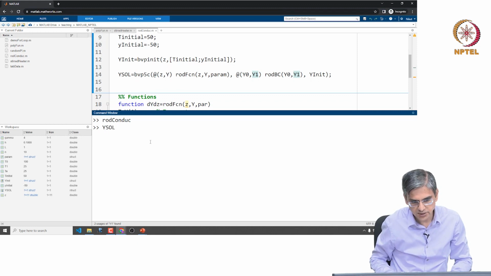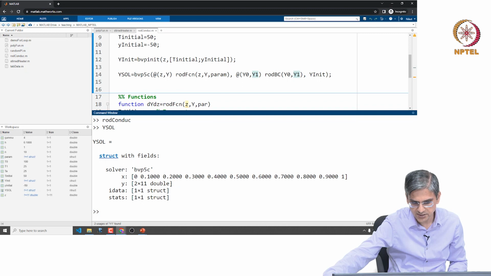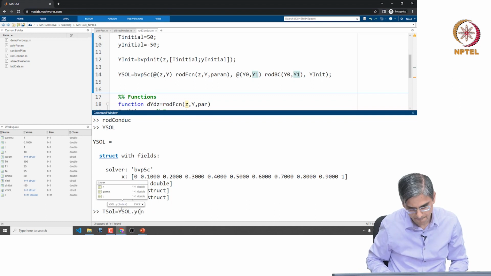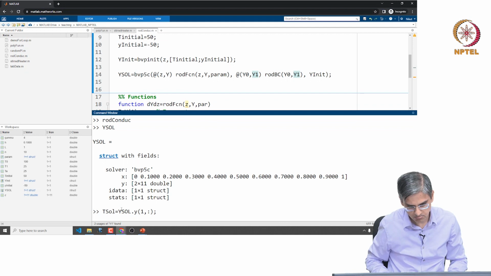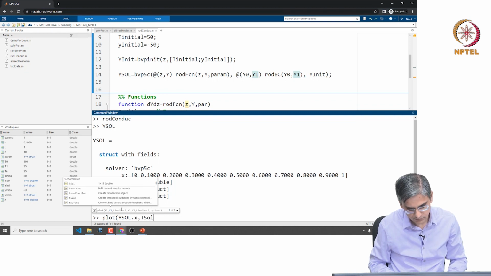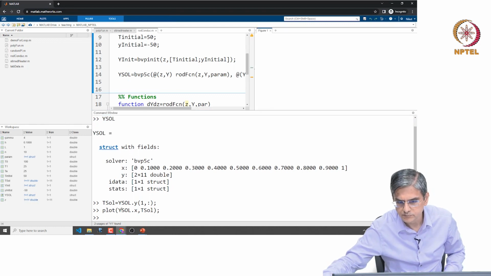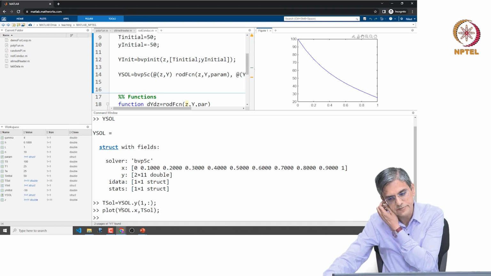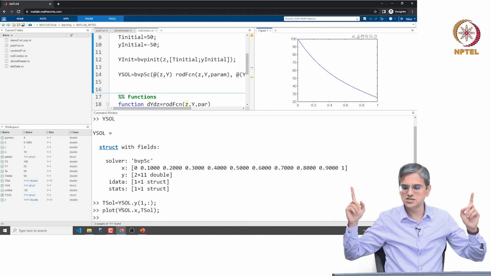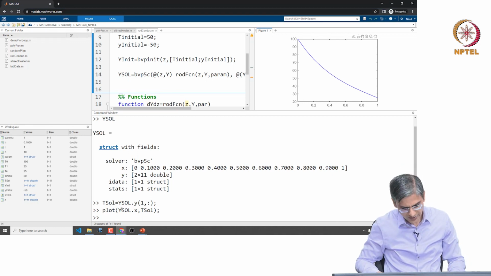Let us see what ysol says. Ysol has x and y. Tsol is nothing but ysol dot y 1. Let us plot. Okay, so this is how the temperature changes with location. So, you have the rod, the temperature drops from 100 degrees Celsius to 25 degrees Celsius along the rod of length 1.